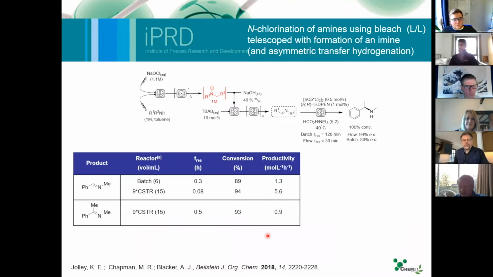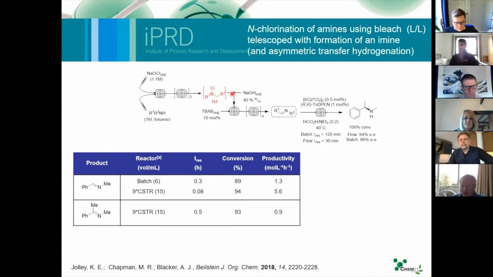Another example, a 2-phase system this time, was making chloramine. So we had an amine dissolved in toluene, sodium hypochlorite or bleach in an aqueous phase, and using the fReactor to mix those really quickly, we were able to generate the chloramine in high yield. But chloramines are not very stable, not really nice to handle. And actually what we wanted was the imine.